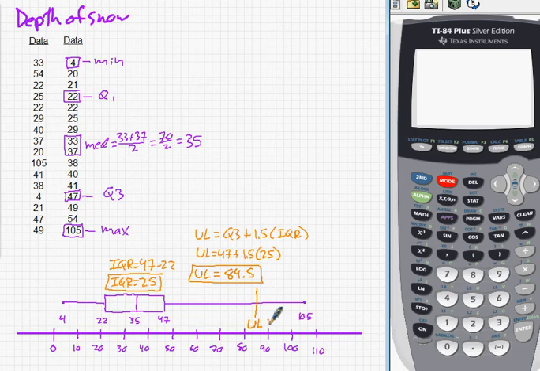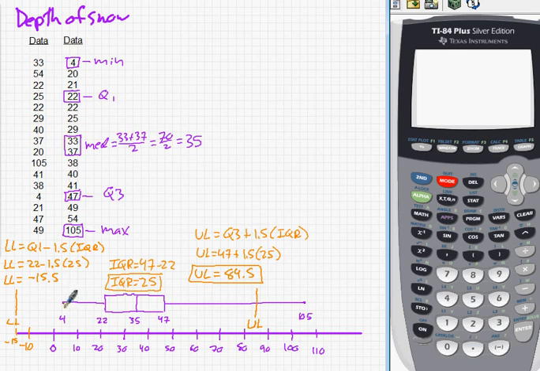Now we can do the exact same thing for the lower limit. That's going to be first quartile minus 1.5 IQR. So that's going to be 22 minus 1.5 times 25, and this turns out to be negative 15.5. So here's negative 10. Negative 15 is actually right around here. So here's going to be our lower limit, and over here is the upper limit.